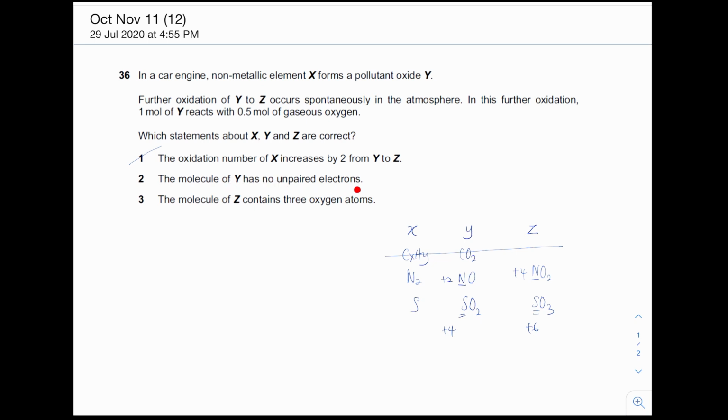And the molecule of Y has no unpaired electron. NO has an odd number of electrons. Okay, so when you say no unpaired electron for Y, that's wrong. And SO2 has a few lone pairs. So therefore, number 2 is wrong as well. So when number 2 is wrong, number 3 is definitely wrong. So therefore, the answer is D.